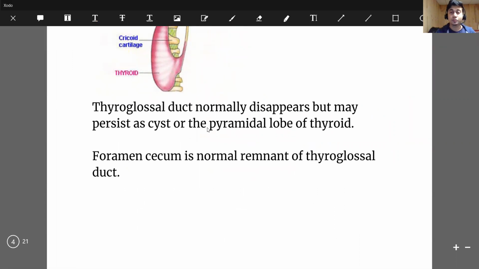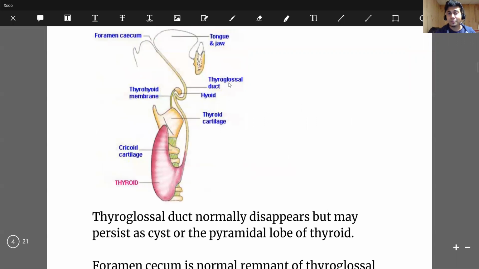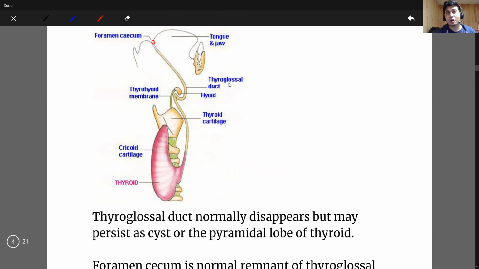Now, if you look at the base of the tongue, I hope you know that in our anatomy discussion in our early days of med school, you already learned that in the base of the tongue, there's a foramen. We call it the foramen cecum. And usually that is the normal remnant of this thyroglossal duct, or you can say the beginning of the descent of the thyroid. When the thyroid descends down through this path, this foramen remains as a remnant here. This is called the foramen cecum.